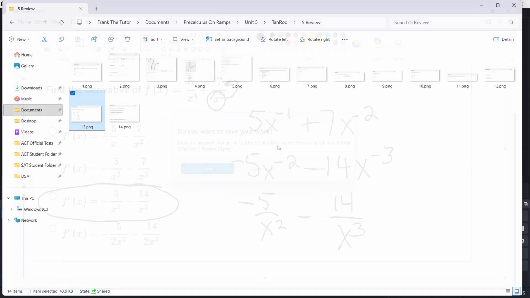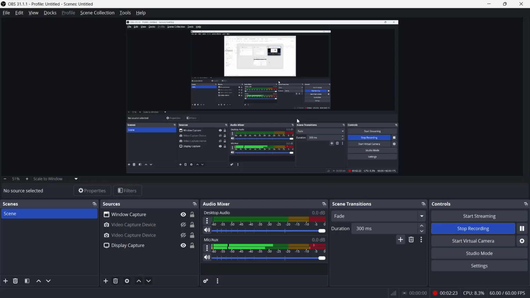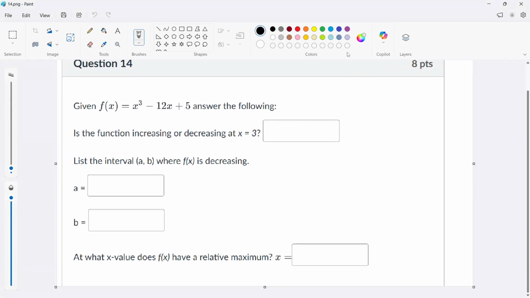And now question 14, I believe, is going to use applications of the derivative. I better check to see if I'm recording. I am. So it says, given f of x equals x cubed minus 12x plus 5, answer these. Is the function increasing or decreasing at x equals 3? Well, find the derivative and then plug in 3.